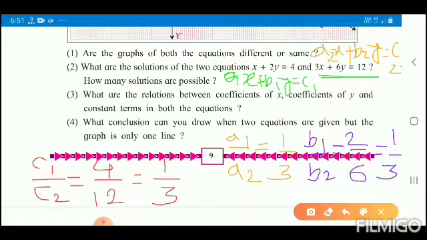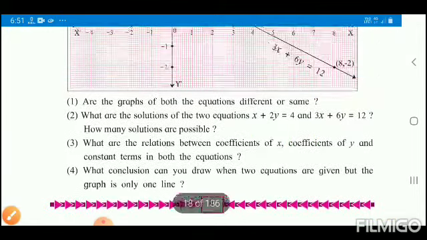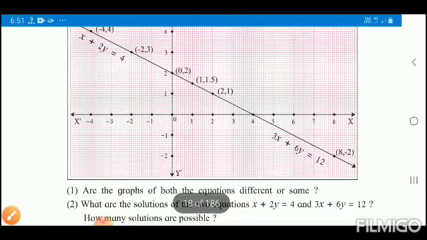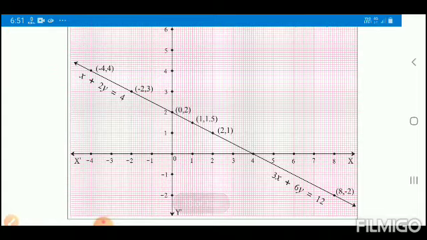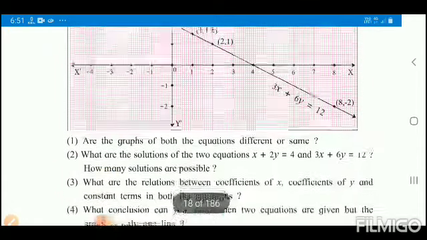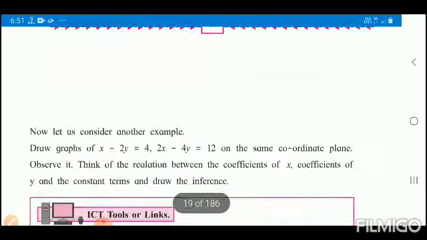Meaning by this we can understand the values are the same, equal. So the graph of the given two equations is only one line and has infinitely many solutions. You can see here in the graph that all these points are collinear points. Okay, do you understand the questions and answers from this?